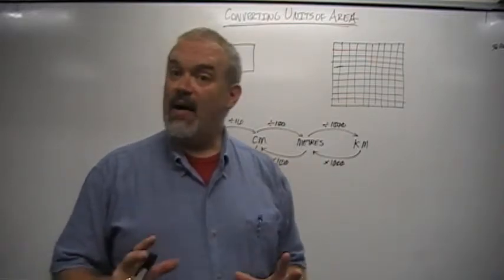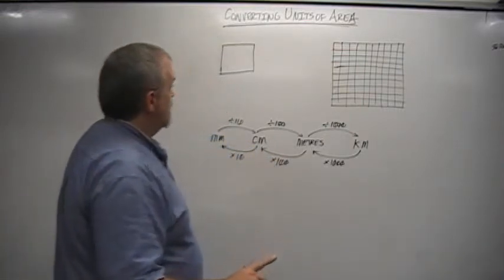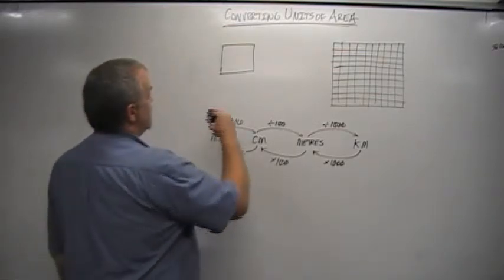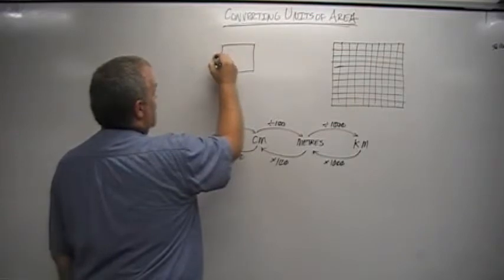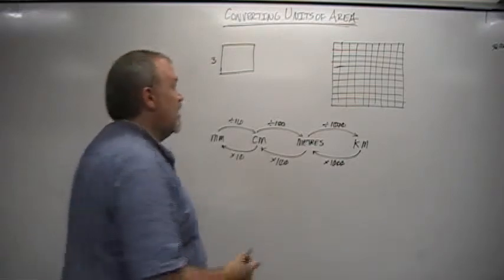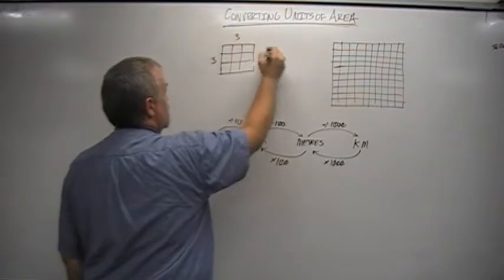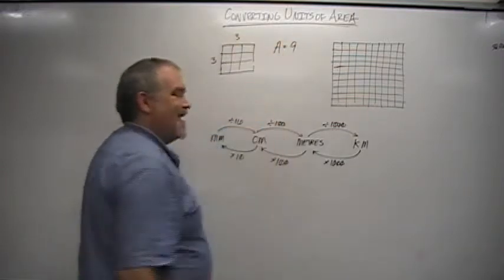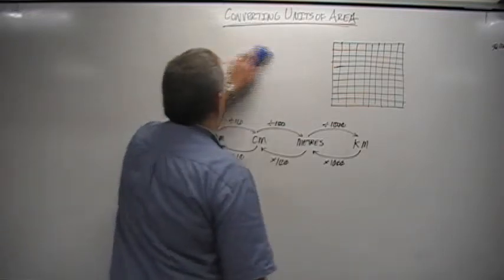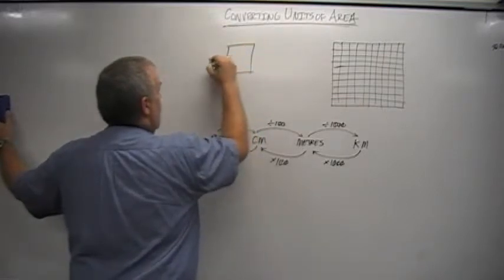When we're talking about area, though, it's very similar but different in a significant way. So let's talk about this square right here. Assume it's a square, clearly it's not. If this square was 3 meters on a side, what's the area of that square? We multiply 3 times 3, and we get that the area equals 9.